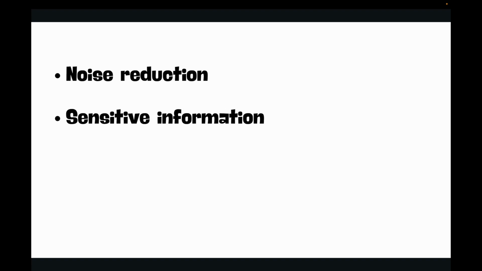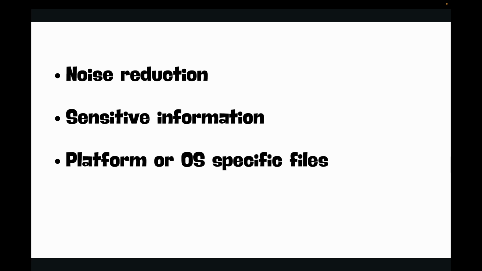Then you have sensitive information. Files containing API keys, database credentials, or any secrets should never be committed to a public or even a private repository. .gitignore is your first line of defense here. And then you have platform or OS specific files. Files like .DS_Store on macOS, Thumbs.db on Windows, or *.iml for IntelliJ IDEA are specific to your operating system or IDE. They are irrelevant to other developers and can cause unnecessary merge conflicts.